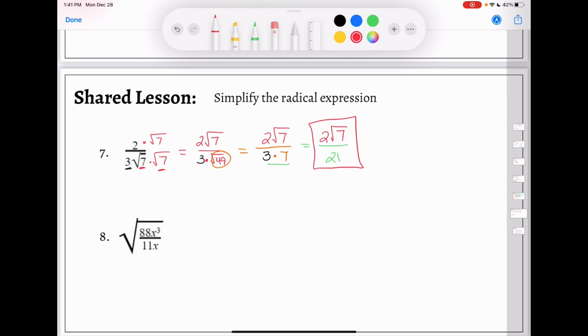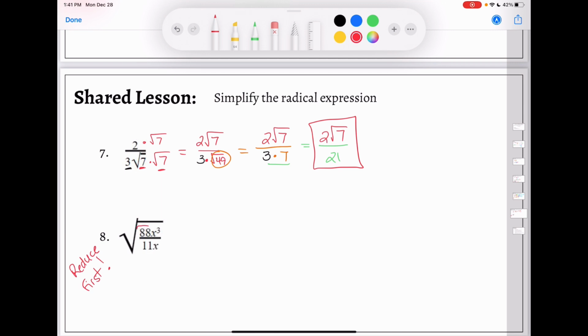All right, last one for you to try here, number 8. Big square root of 88x to the third over 11x. Now remember our rule of reduce first. If you took a shot at this one on your own and you didn't reduce first, yikes, this would be a tough problem. But watch what happens when you reduce first.